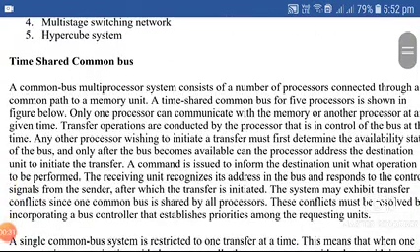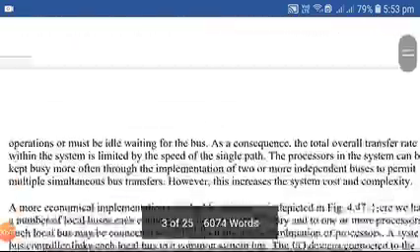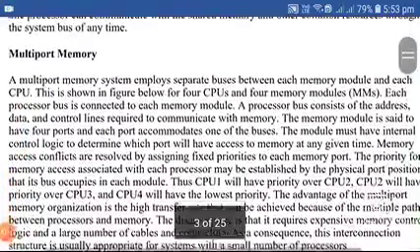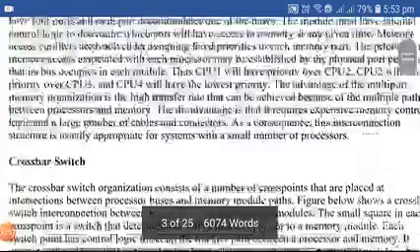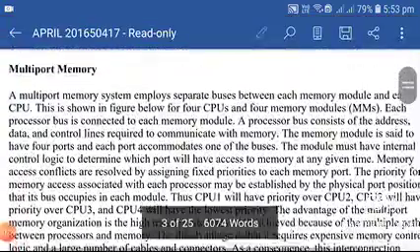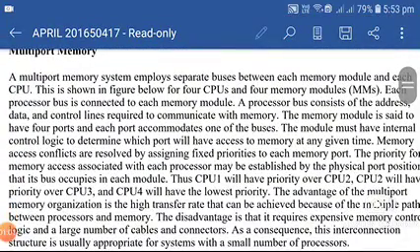So the time shared system has a common bus. A multiprocessor system consists of a number of processors connected through a common path to a memory unit. Next, we are moving to the multi-port memory. A multi-port memory system employs separate buses between each memory module and each CPU. This is shown in the figure below for 4 CPUs and 4 memory modules. Each processor bus is connected to each memory module.